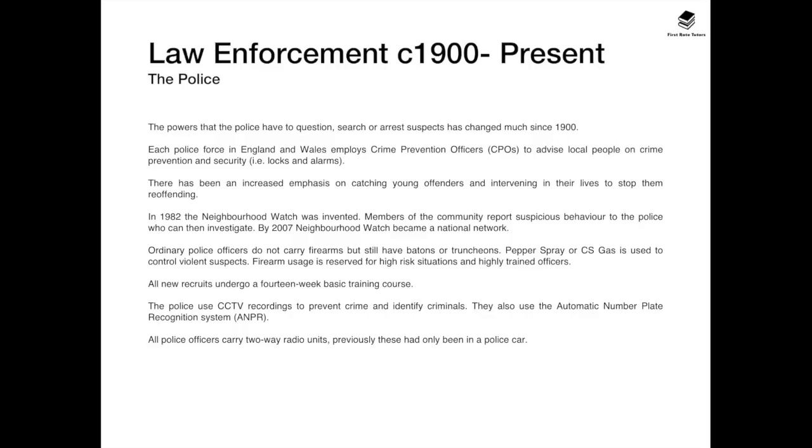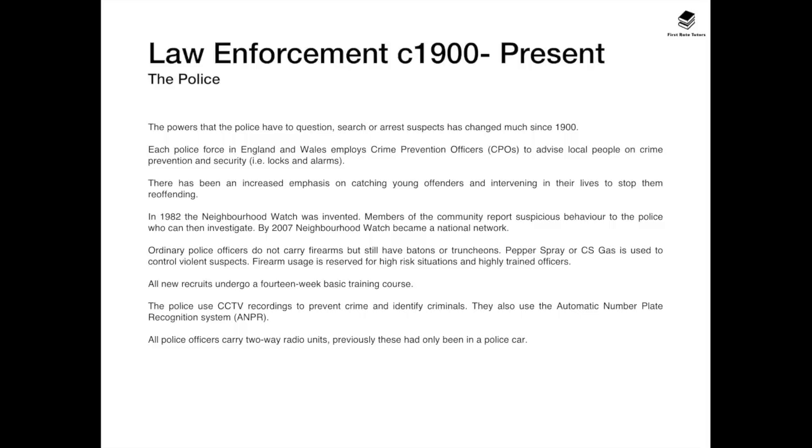Ordinary police officers do not carry firearms, but still have batons or truncheons. Pepper spray or CS gas is used to control violent suspects. Firearm usage is reserved for high-risk situations and highly trained officers. All new recruits undergo a 14-week basic training course.